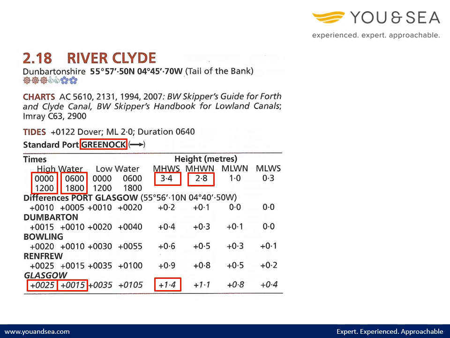2.8 metres at Greenock would be plus 1.1. 1 metre at Greenock would be plus 0.8. And 0.3 would be plus 0.4. That's all very well and good if our times and our heights end up on those exact times or numbers, but rarely is that the case.